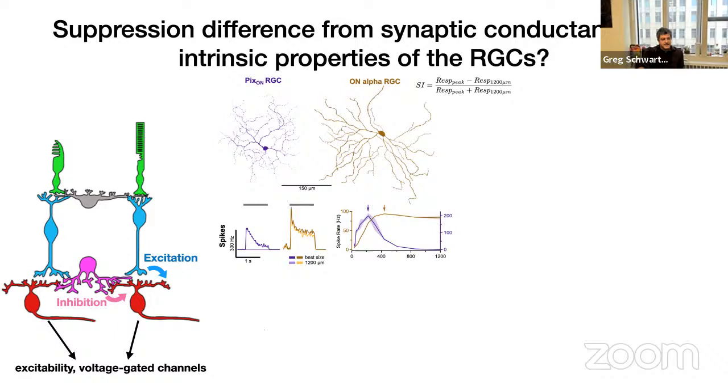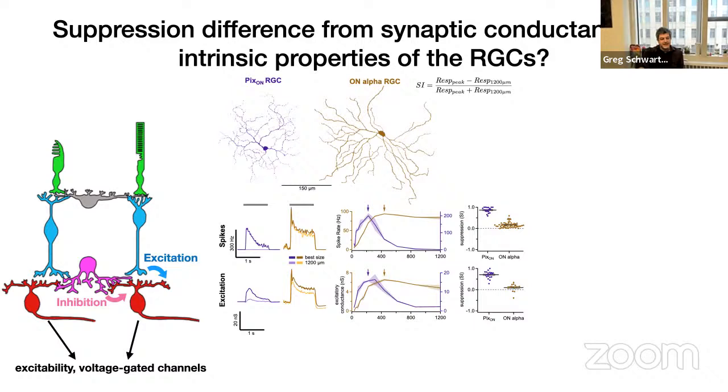But now let's look at it in excitation and inhibition. Instead of showing this whole curve every time, I'm going to summarize it by this suppression index, which is the peak response minus the full field response over their sum. The suppression index, like I said, is very high for Pixons, very low for ON alpha. So there's the spiking data, population data. Here's the excitation data. Now when we record excitatory currents in these cells, flipped over as conductances here, we see a very similar pattern to the spiking activity. Pixon RGCs have a lot of surround suppression in their excitation. ON alphas have very little in their excitation.